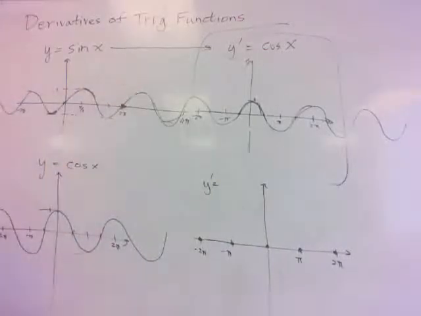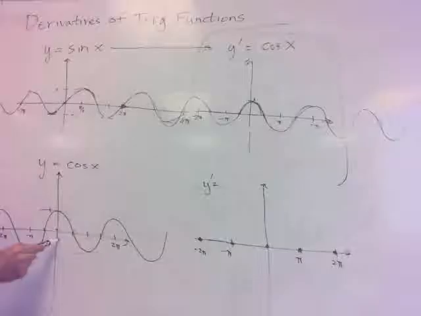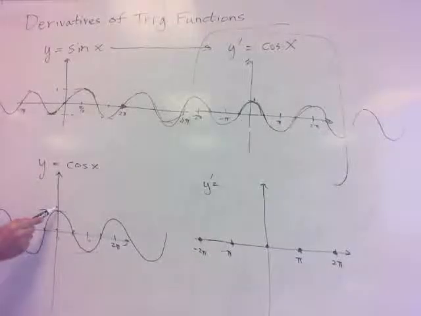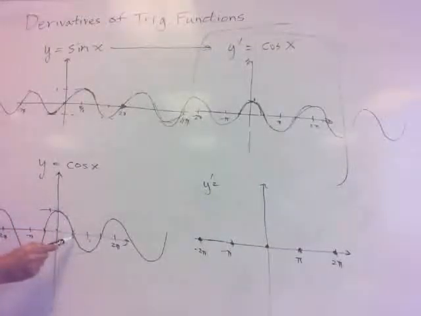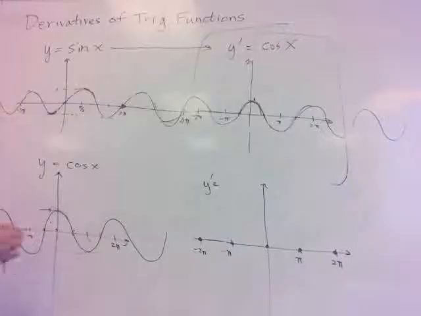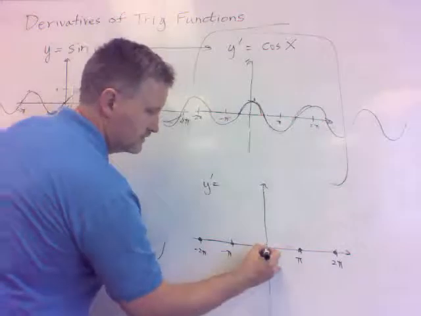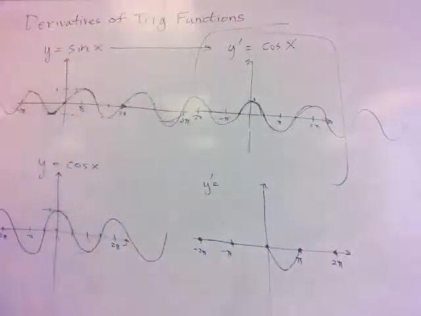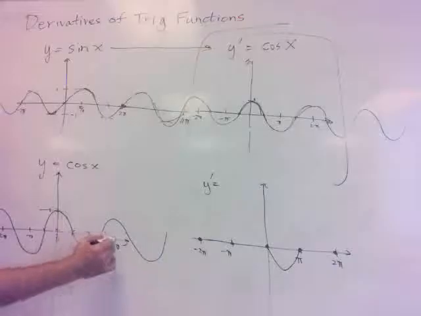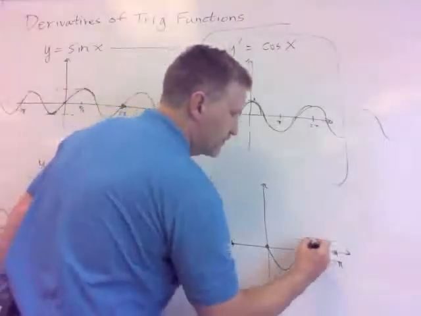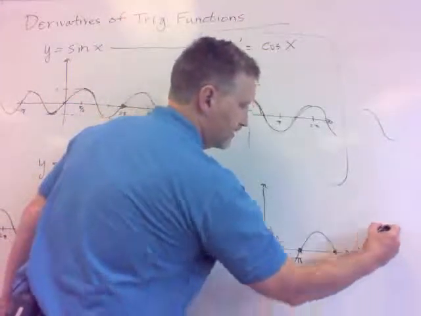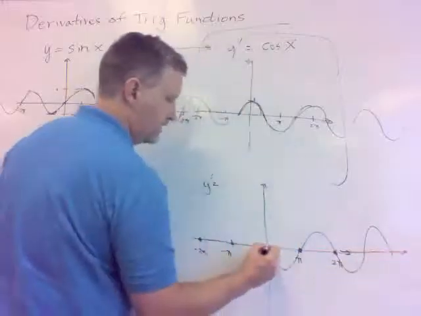But, unfortunately, notice this. Between 0 and pi, what are the slopes of the cosine? They're negative, aren't they? The slopes are negative for cosine between 0 and pi. Therefore, the derivative of cosine between 0 and pi is negative. So it does that. And then between pi and 2 pi, the slopes are positive. Negative, positive. So you see it cycles this way.